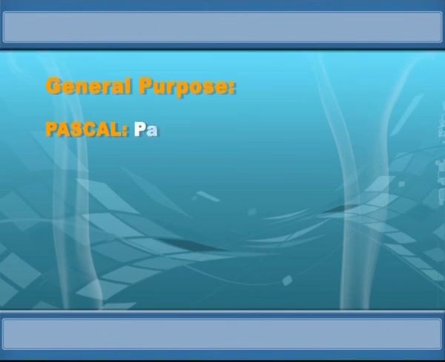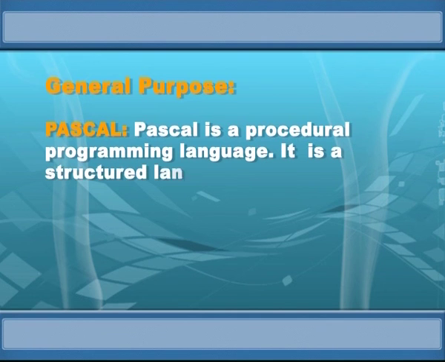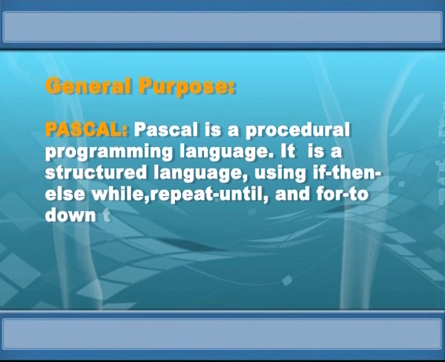General purpose, Pascal. Pascal is a procedural programming language. It is a structured language using if, then, else, while, repeat until, and for to or down to control structures. It differs primarily from preceding languages in that data structures were also included, with records, a feature borrowed from COBOL, arrays, files, sets, and pointers. Pascal also has many features for compiler writers. The language is constructed to have a minimum of ambiguity.